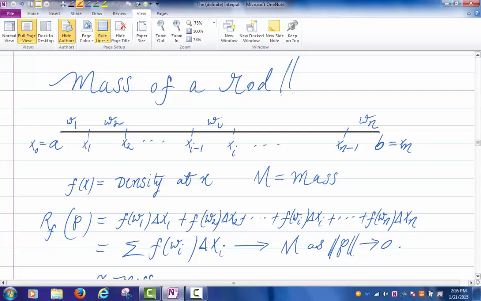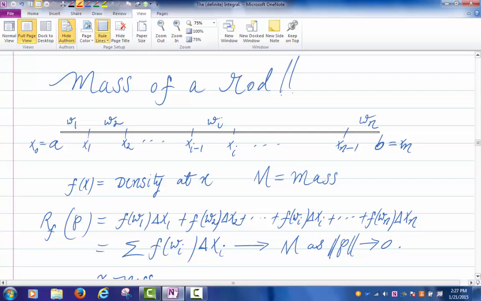Now imagine that density is not constant. Density varies depending on what point we are talking about, right? So density is a varying function. In that case, how would you define the total mass? Well, the idea is, okay, the density is not constant over the rod. So let's start out by doing the following. Cut the rod into small pieces.